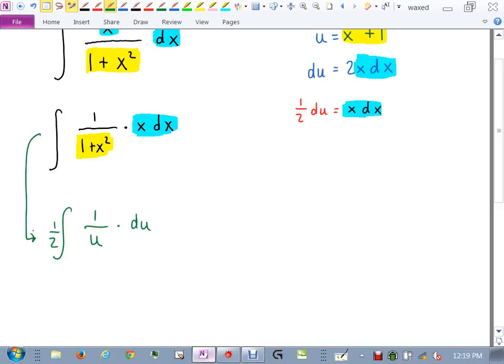This is really u to the negative 1, isn't it? And we said that's power rule, but whenever we have negative 1, it's always natural log. So this is 1/2 natural log u plus a constant. But what is u? The u that we chose was x squared plus 1, or 1 plus x squared.